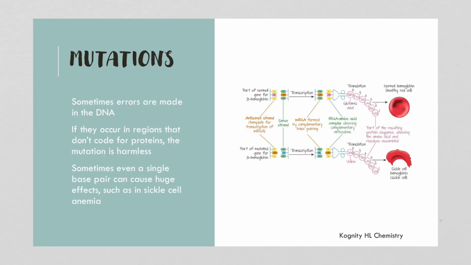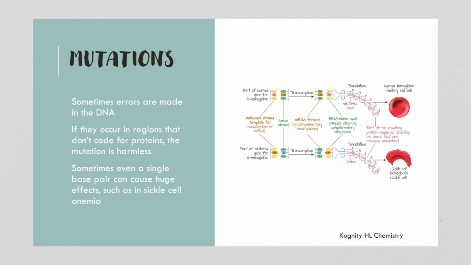So there are mutations sometimes. Sometimes errors are made in the DNA. If they occur in regions that don't code for proteins, the mutation is harmless. That's called a silent mutation. But sometimes even a single base pair can cause huge effects, such as in sickle cell anemia, which is one of the examples you need to know for your biology curriculum in terms of mutations.